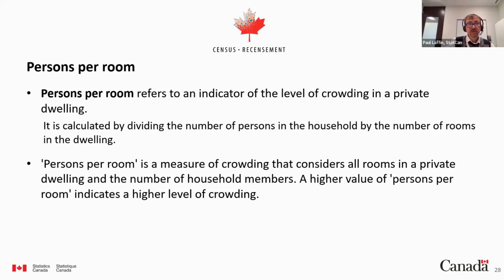The persons per room is another indicator. It refers to an indicator of the level of crowding in a private dwelling, and it's calculated by dividing the number of persons in the household by the number of rooms in the dwelling. So pretty straightforward.